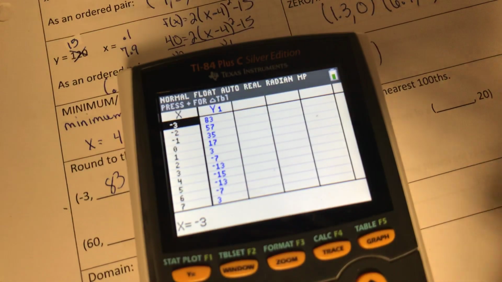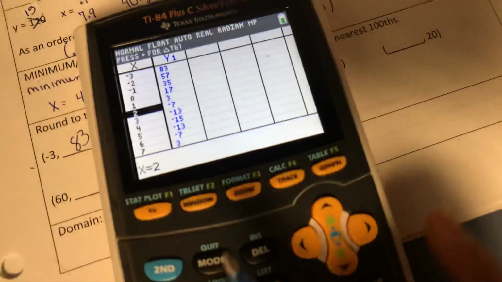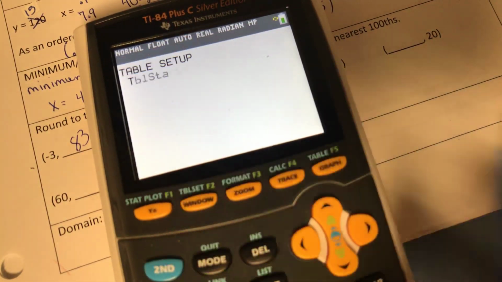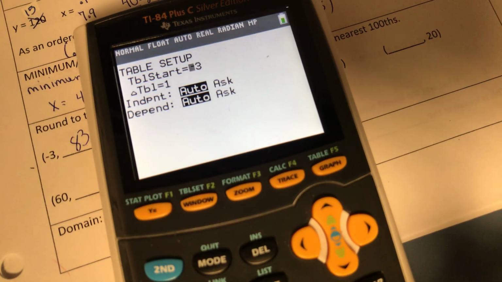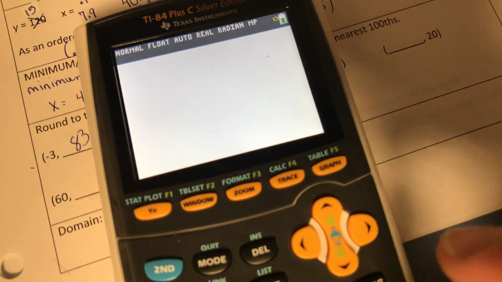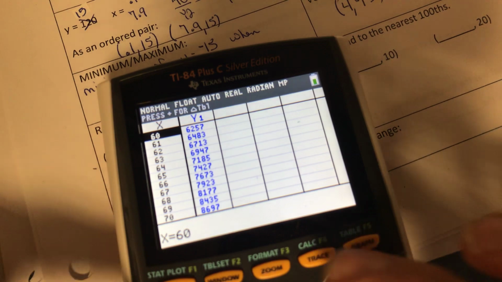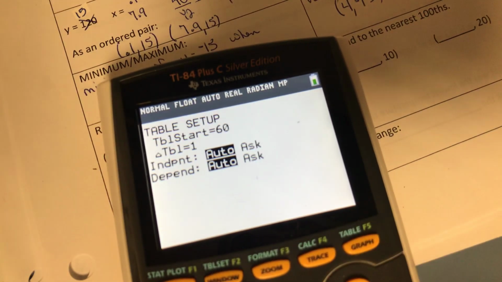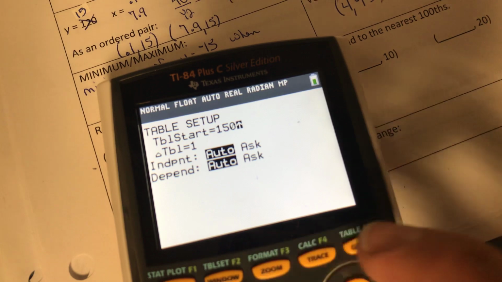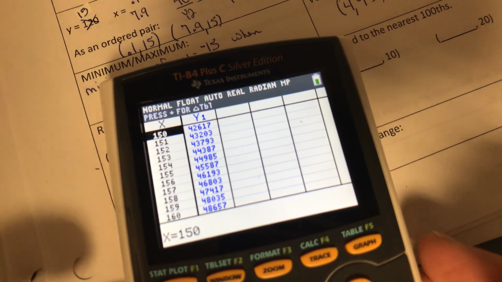But now I need to get to x is 60, so scrolling down will take too long. So let's go to the way our table is set up. So second window, table setup, and let's just start at 60. And now go back to your table, second graph, and that's 6257. And then I'm going to go back here. So let's just go back to our table setup so I don't have to scroll all the way down to 150. I'll start it at 150 and go back to your table, second graph, and 42617.